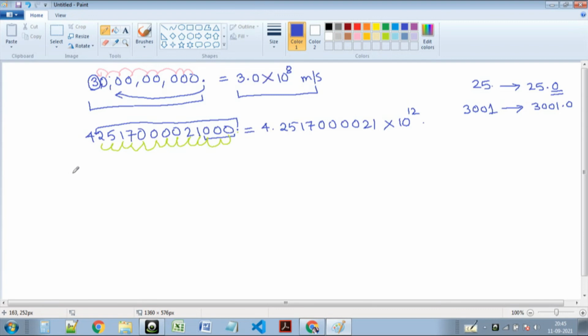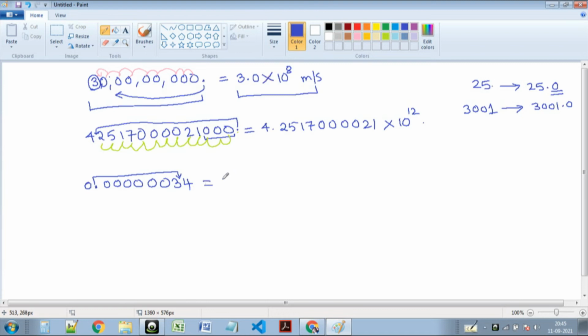Now let's come to the scientific notation of small numbers. Let's take one small number as an example: 0.00000034. Right? The same thing we have to do here also. We have to shift the decimal point towards the first non-zero number. That means the decimal should come here after the 3.